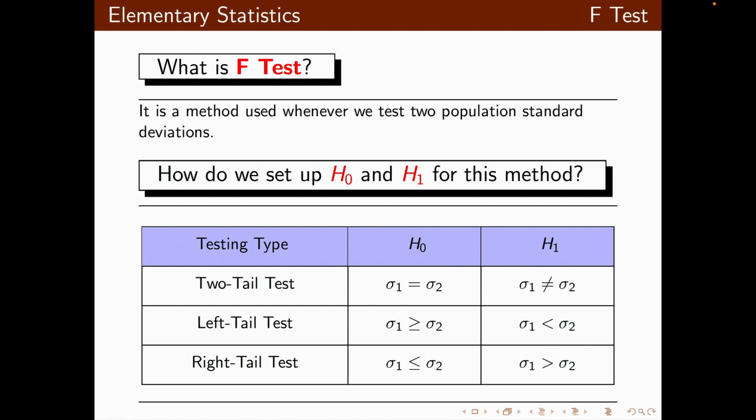For the two-tail test, the null hypothesis is sigma 1 equal to sigma 2. The alternative hypothesis will be sigma 1 not equal to sigma 2. For the left-tail test, the null hypothesis would be sigma 1 is greater than or equal to sigma 2. An alternative hypothesis would be sigma 1 is less than sigma 2. And for the right tail test, the null hypothesis is sigma 1 less than or equal to sigma 2. An alternative hypothesis will be sigma 1 is greater than sigma 2.